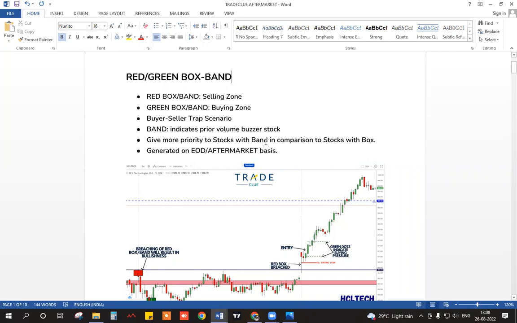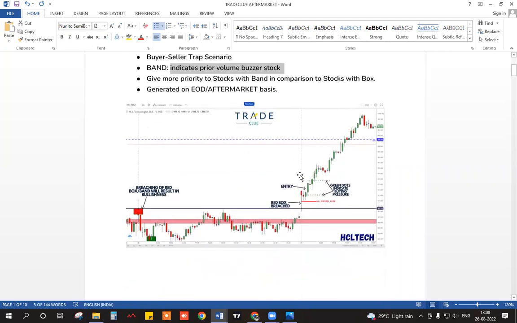Once a band appears, it indicates prior volume buzzer stocks. It is very important to understand that these are stocks which were previously in your volume buzzer list, mostly a month ago, 2 months ago, or even a few weeks ago. The bands get plotted only until they are breached; once breached, they won't be plotted further on.